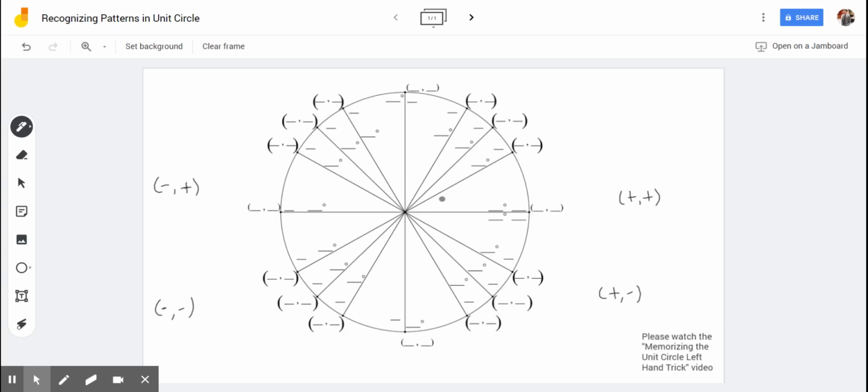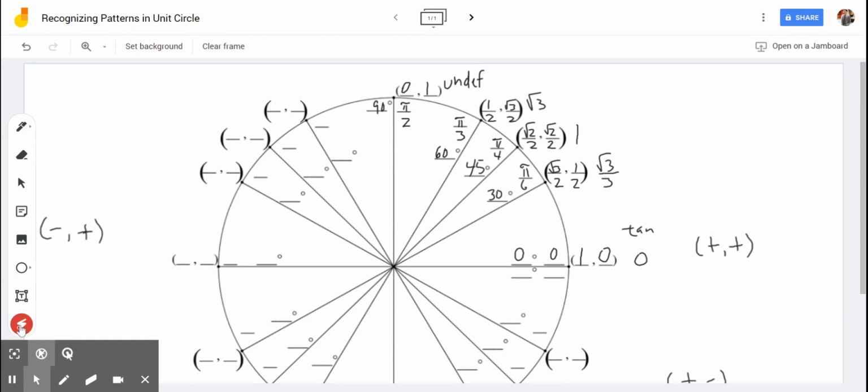All right, guys, so after watching the video with the left-hand trick, we know how to fill in the first quadrant. And what I wanted to do was to show you guys some patterns that you can establish based off of the first quadrant as well. So let's fill in the values in the first quadrant first. All right, so I filled in all the unit circle values for quadrant 1, so 0 to 90 degrees here.